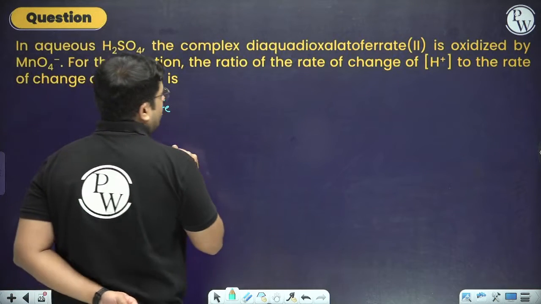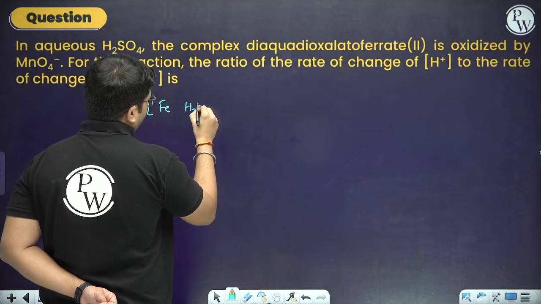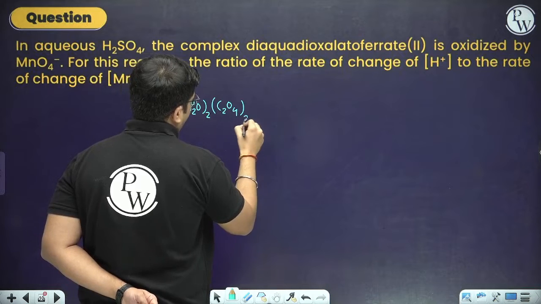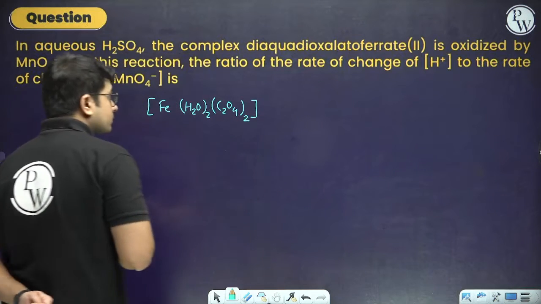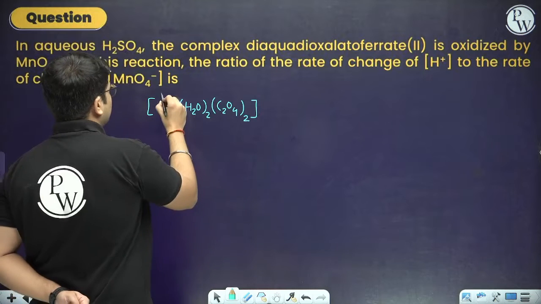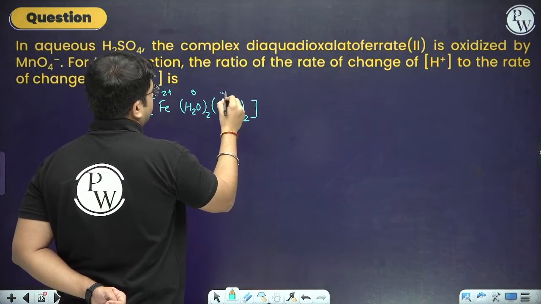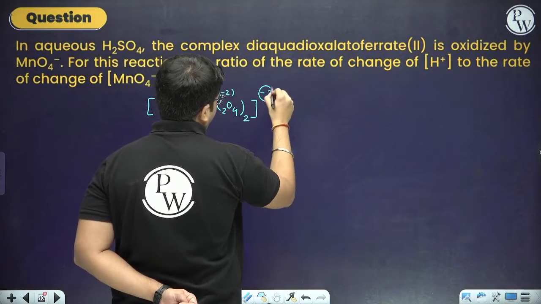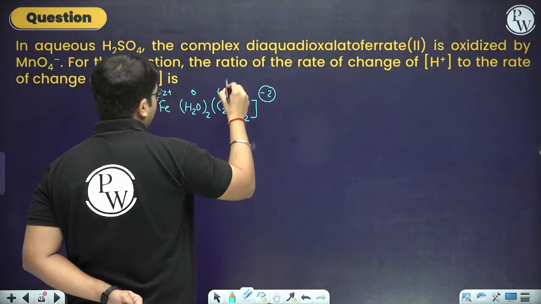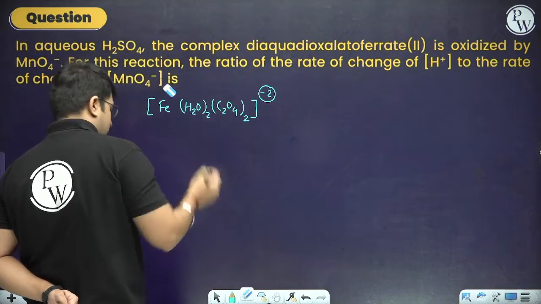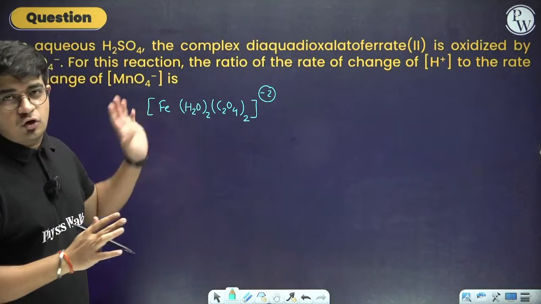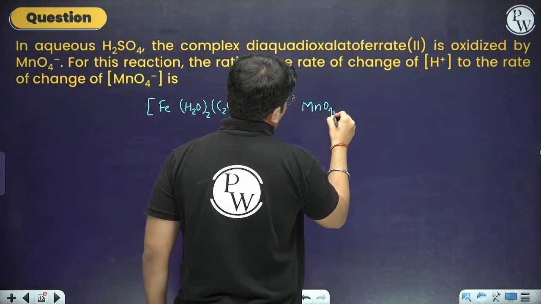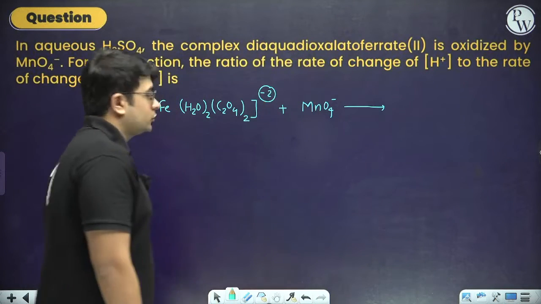So we have Fe, diaqua means H2O twice, dioxalato is C2O4 twice, and then ferrate 2. So it means this is 2 positive, this is 0, and this is 2 negative. So 2 negative 2, that will be 2 negative. And the entire part will be 2 negative. Okay. So this is the thing which belongs to coordination compound, but otherwise this is the complex which is given, and there is a reaction with MnO4 negative. So you have to predict first of all what is going to happen.